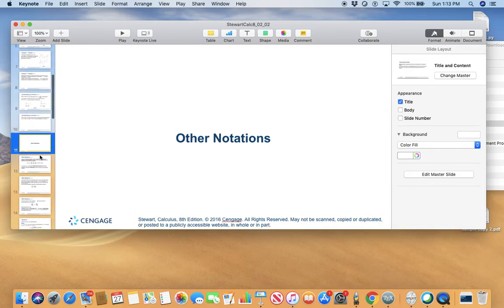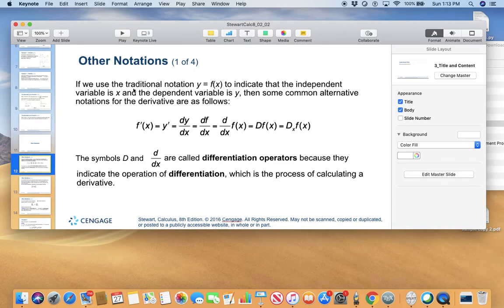Other notations. If we use the traditional notation y equals f(x) to indicate that the independent variable is x and the dependent variable is y, then some common alternative notations exist. Okay. f prime is the notation we have used so far. This is called, by the way, Newton's notation. Here is Leibniz notation to mean the same thing.